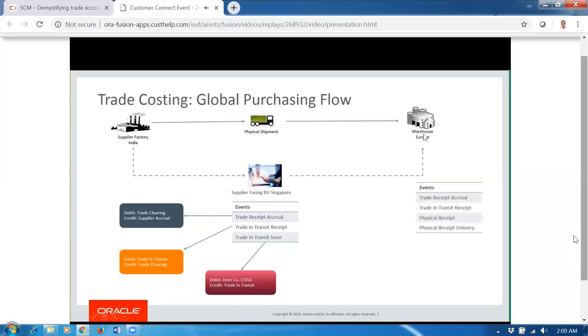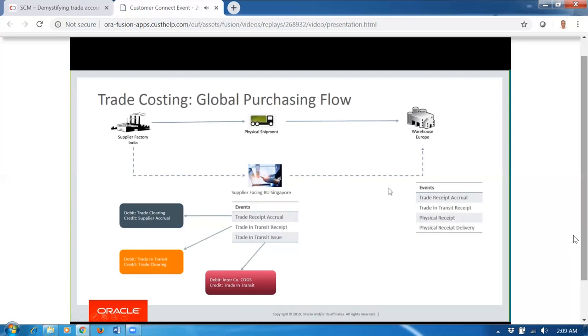On the warehouse on the Europe side, Europe will also have these two events, because these two events are the buy side of the event, where there will be a TRA event to basically book the intercompany, take care of the intercompany accrual. And the trade in transit is again a logical transit financial value of the items. But financially the goods have not been in Europe, so the ownership change is not yet complete.